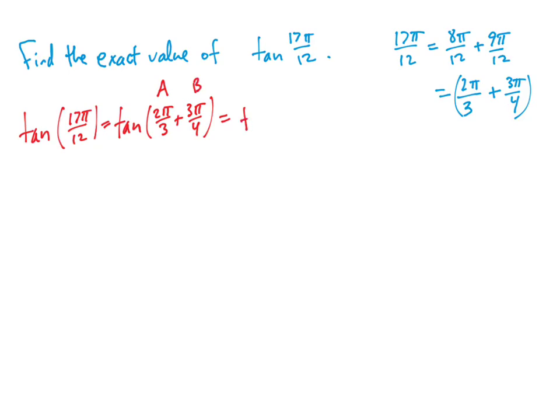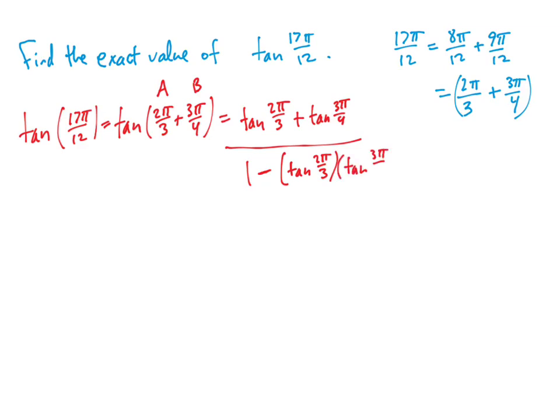So we say tangent of the first plus, we keep the sign the same, tangent of the second, divided by 1. We change the sum to a difference, tangent of the first times tangent of the second. And then it's just an exercise in simplification.